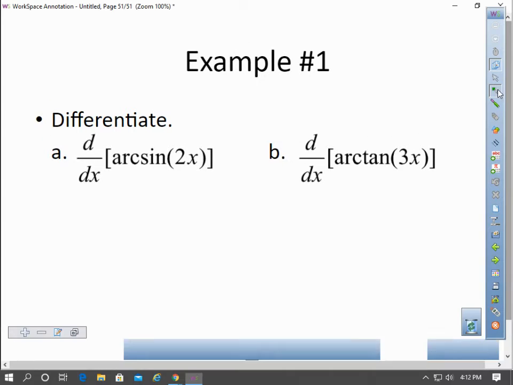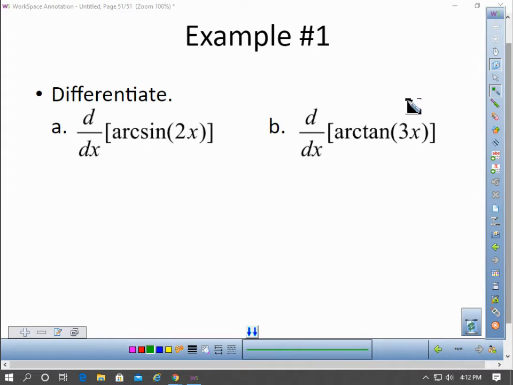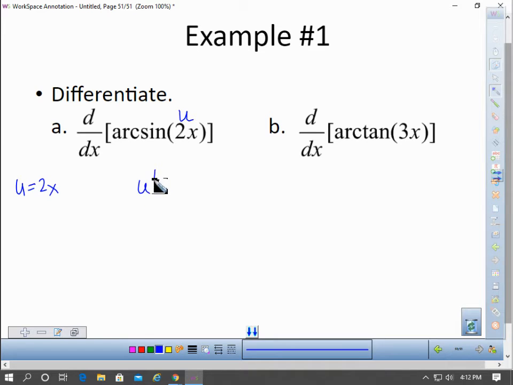So now we're going to do our derivatives and our integration examples for the inverse trig functions. All right. So this first one wants me to find the derivative of arc sine of 2x. So when you look at your formula for the arc sine, it was the arc sine of u. So u is our 2x. Okay? So when you look at the derivative of the arc sine, it's u prime divided by the square root of 1 minus u squared.